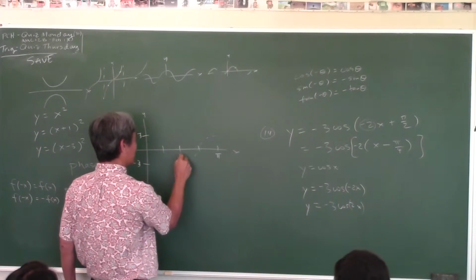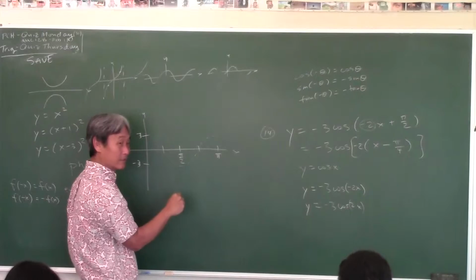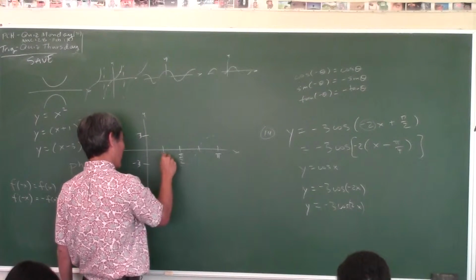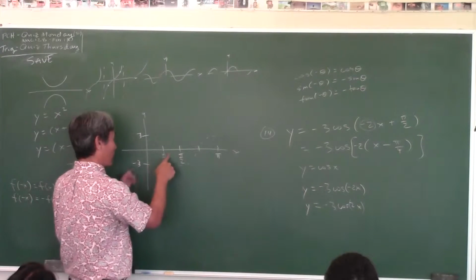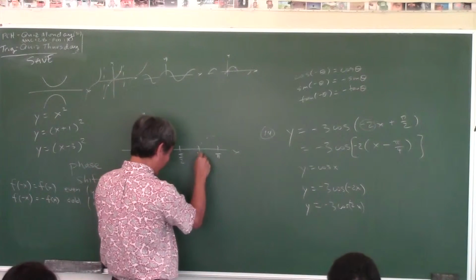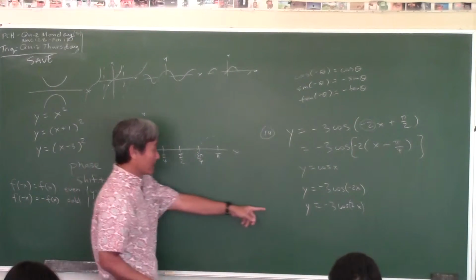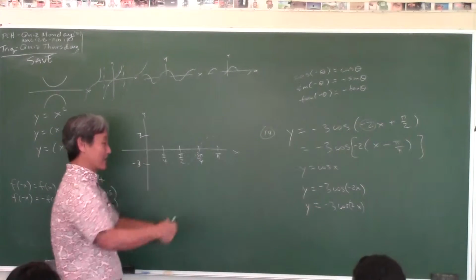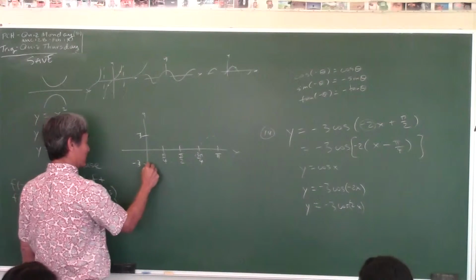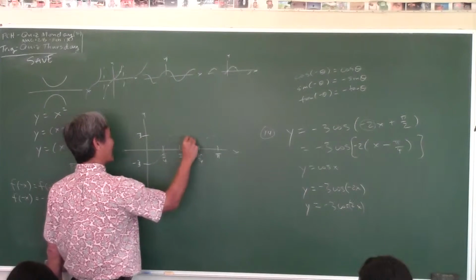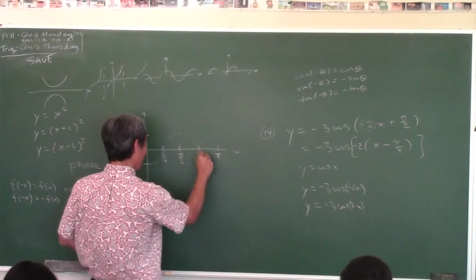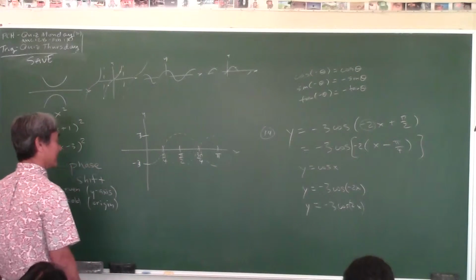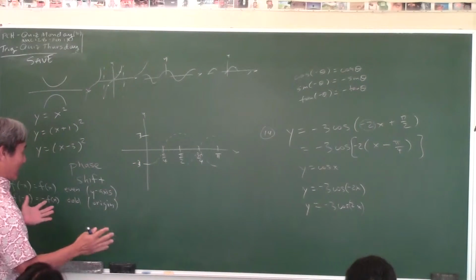Which of course means this is pi over 2, right? Half, and then you half it again, pi over 4. So each hash mark is pi over 4. Pi over 4, 2 pi over 4, 3 pi over 4. But this negative sign reflects it over the x-axis, so it's going to look like this. There. Okay, now, so we got that.